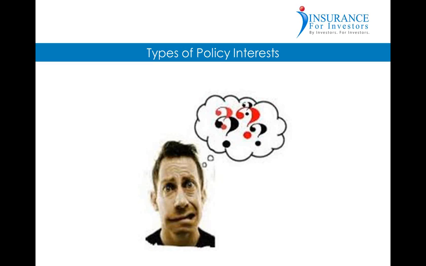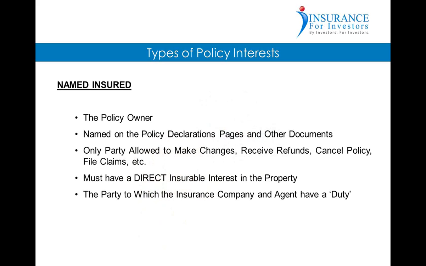So the types of policy interests. Now we're going to talk about the 4 positions in an insurance policy, which are often confused and cause problems as well. The first is the named insured. The named insured is the person or parties that own the policy. They're also the owner of the property.